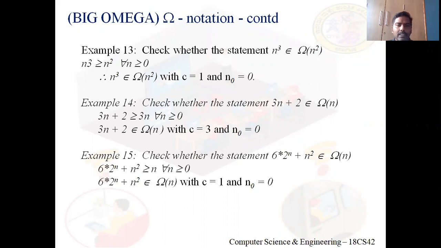Similarly, I will look at the second example. Check whether the statement 3n plus 2 belongs to big omega of n. Of course, 3n plus 2 is linear, and its growth rate is equal to n. Is it? So it belongs. You just need to determine what the C and n naught are. Have a look at the third example.